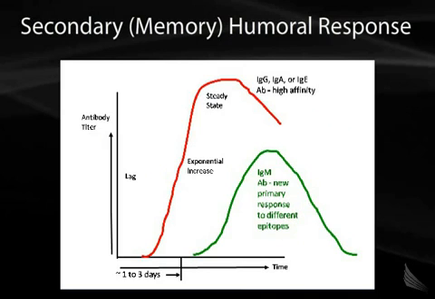So here we have a secondary response, this memory response. We've been talking up this memory so much. Why is memory so important to the adaptive immune response? This is the reason why. So notice the differences here.